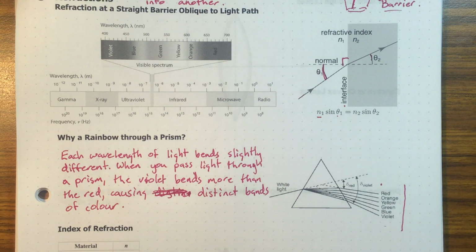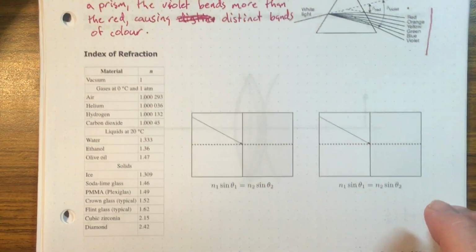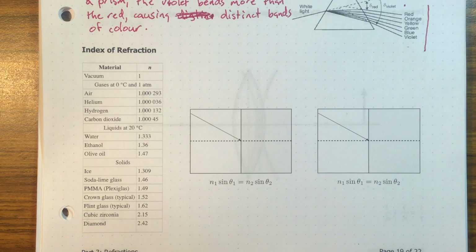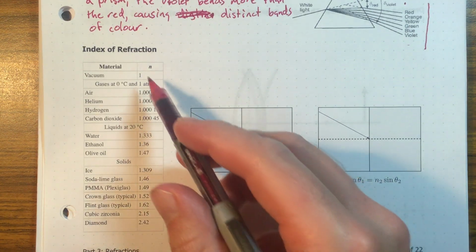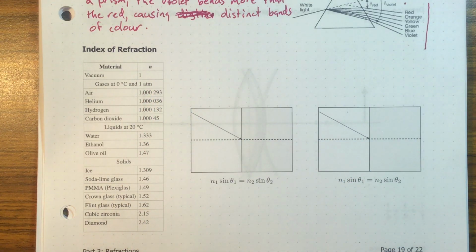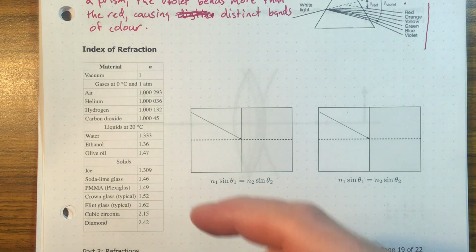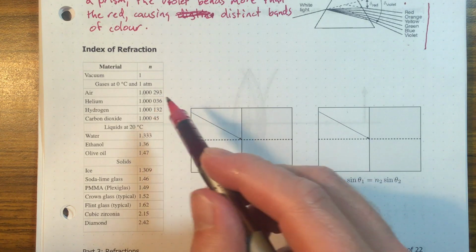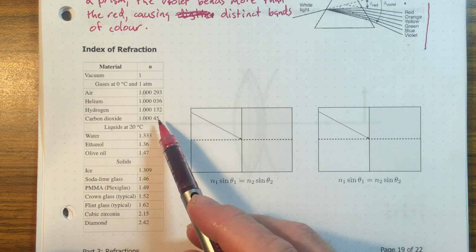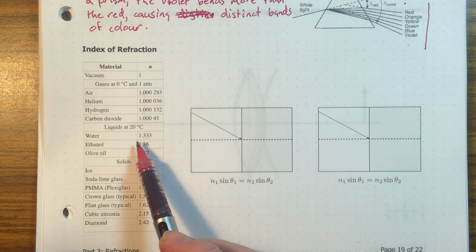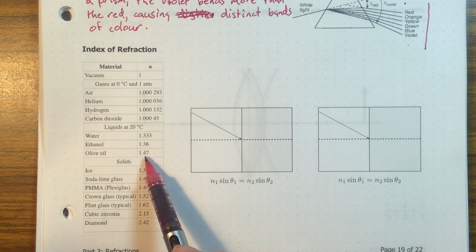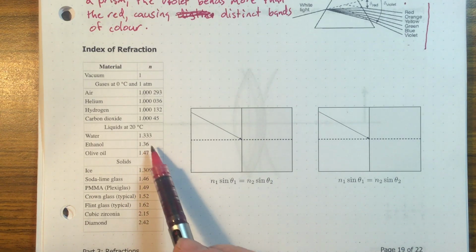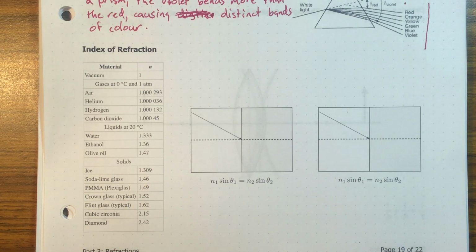Now we're going to look at what happens when we bend light into materials. All right, so here's our indices of refraction here. Vacuum has no index of refraction, air has a very slight index of refraction, helium is very slight, hydrogen slight, carbon dioxide a little bit more than air. But then some of the liquids like water and ethanol, olive oil, slight indices of refraction.